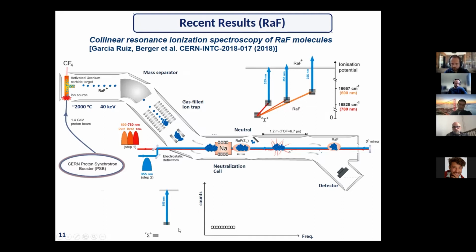In principle, if the first laser is not in resonance, then you only have neutral molecules. But when the first laser is on resonance, then the second laser has enough energy to ionize. So you see an enhancement in the counts on this detector. Very simple in principle, and there are many more details to say here.